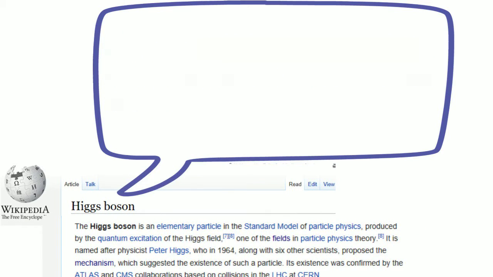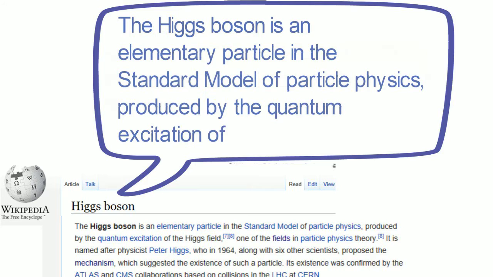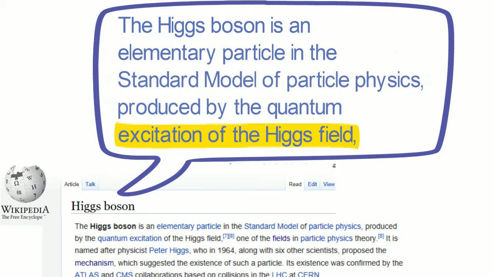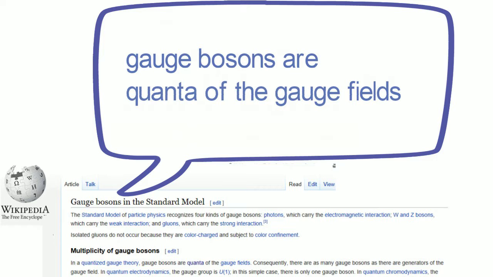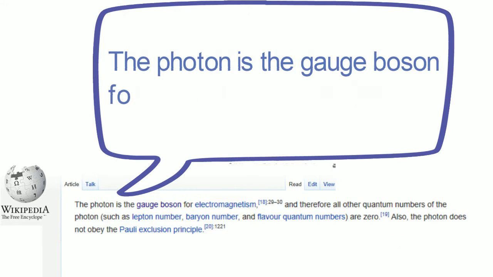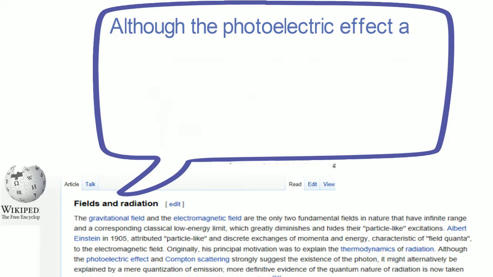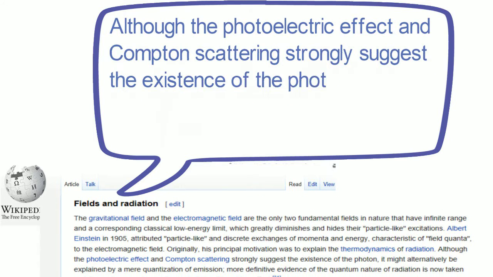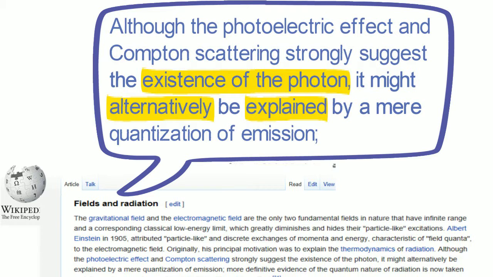For example, the Higgs boson is an elementary particle in the Standard Model of particle physics produced by the quantum excitation of the Higgs field. Similarly, gauge bosons are quanta of the gauge fields, and the photon is the gauge boson for electromagnetism. Of course, Phyxed replaced photons with pinholes in episode 3. This is not too far-fetched considering. Although the photoelectric effect and Compton scattering strongly suggest the existence of the photon, it might alternatively be explained by a mere quantization of emission.